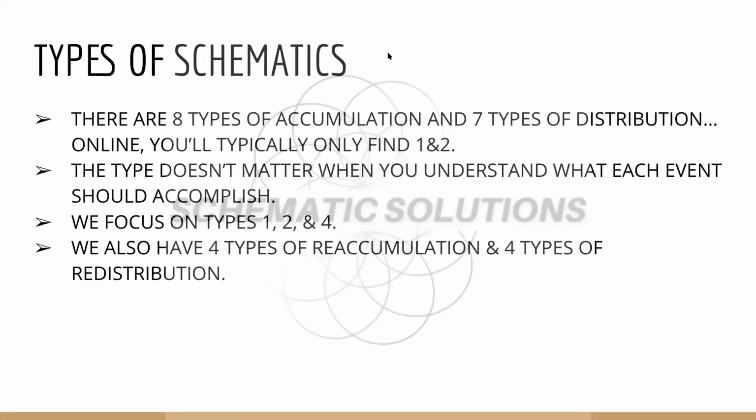All right, so now types of schematics. This is going to be really important to understand. There are 8 types of accumulation, and there are 7 types of distribution. Online, you're really only going to find 1 and 2. You might get lucky and find maybe 4, maybe 3, but these are really hard to find, and not too many places are just giving out this type of information.